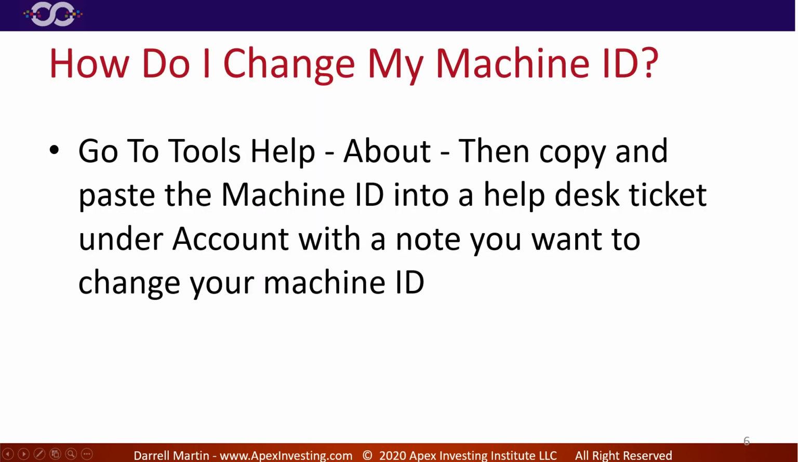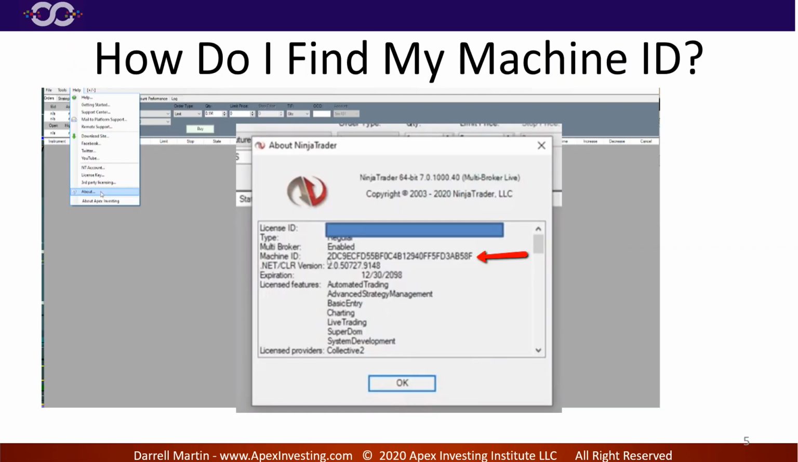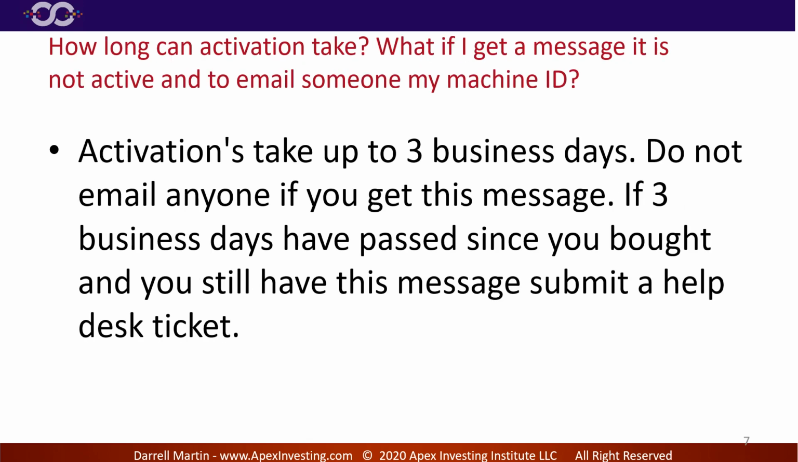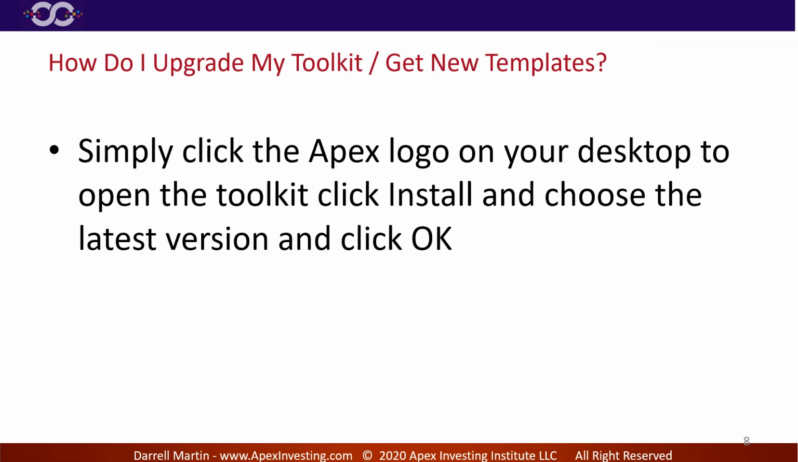Okay? How do you change it? Go to the exact same place, copy it, and then go to the help desk under the account menu at the top, submit it, and we can get your machine ID changed for you. Or maybe you bought 2 licenses and you got your second computer now. You can submit your second license there, that type thing. Okay? How long can it take? It can take up to 3 business days. Don't email anybody if you get like a message or anything like that. If 3 days have passed since you bought it, then message us. Okay? But it shouldn't take 3 days.